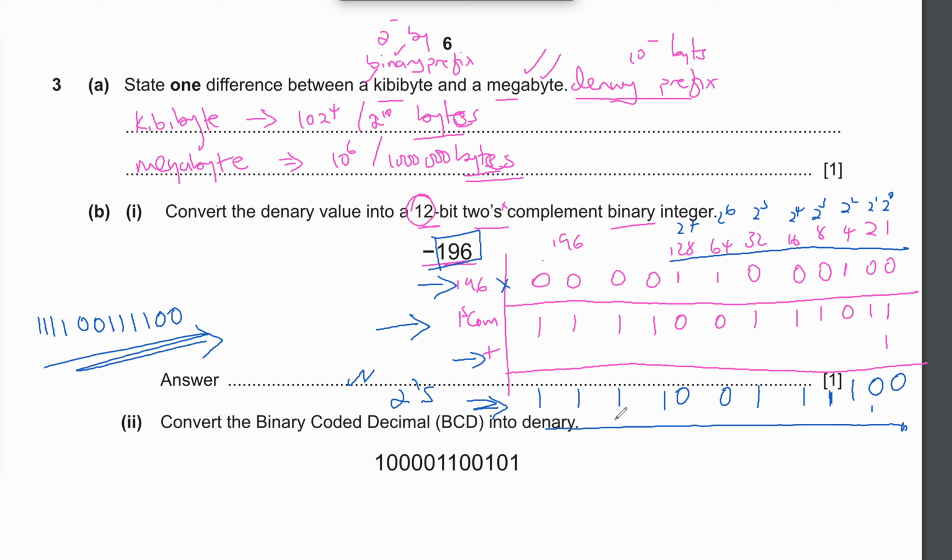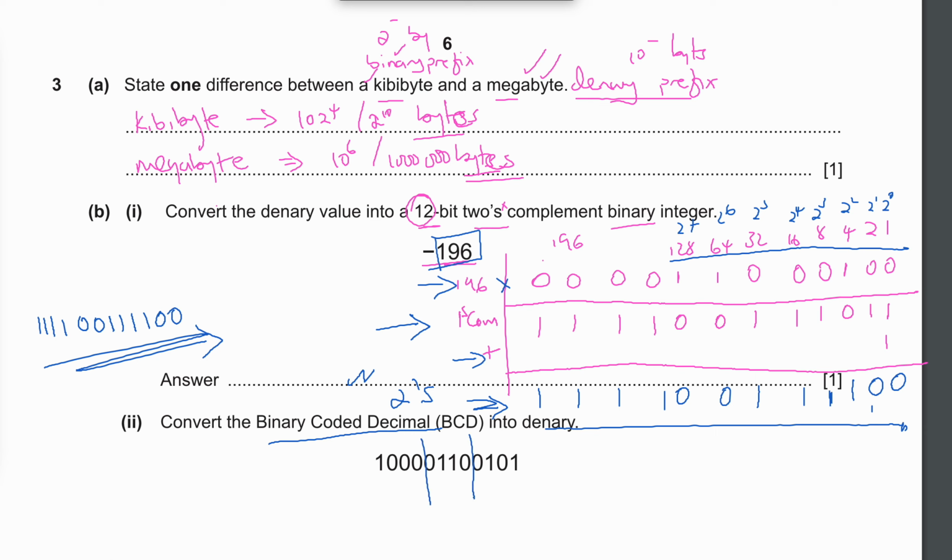I hope that is understandable. Now talking about the second item, convert into BCD. This is the simplest form that you can ever get. Convert the BCD, binary coded decimal, into denary. You just need to have this arranged in groups of 4s: 1, 2, 3, 4. 1, 2, 3, 4.